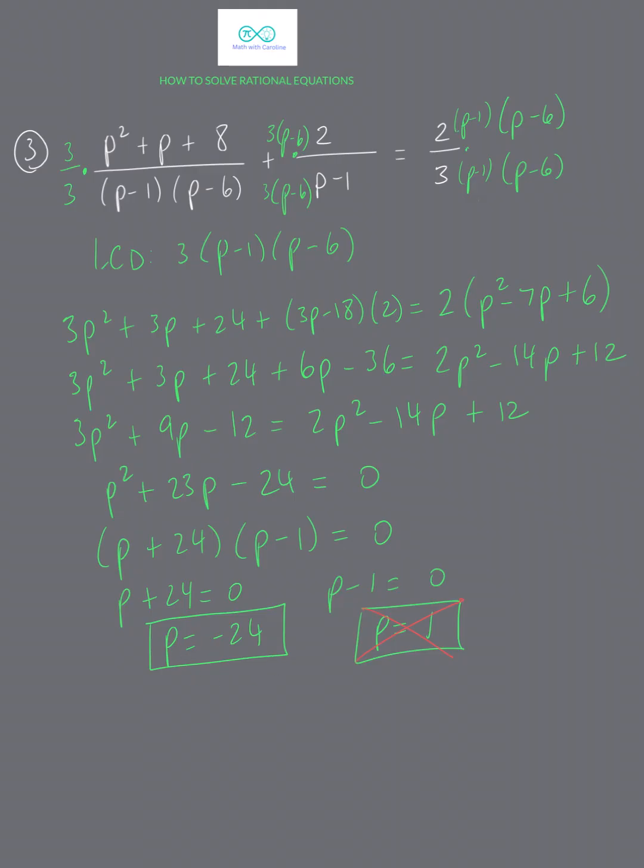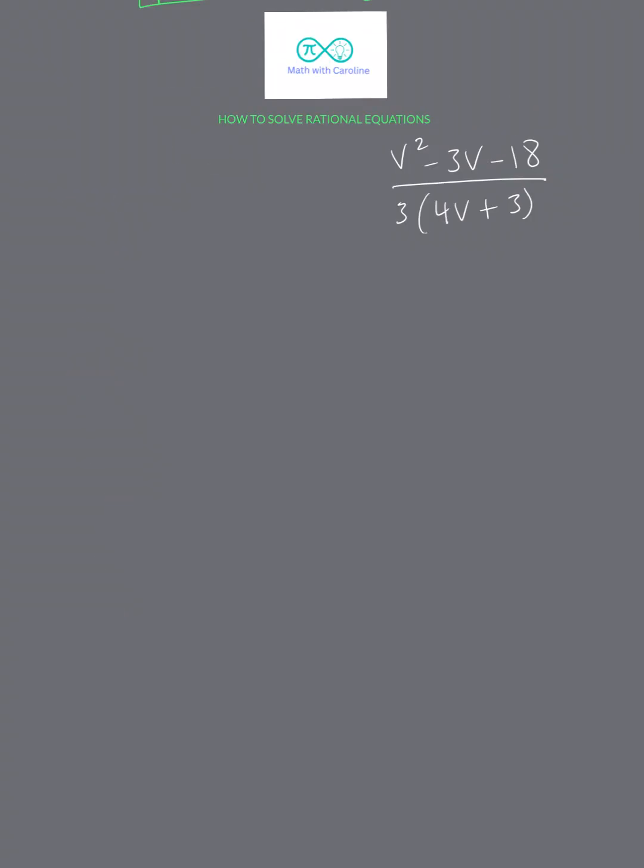Let's do one more example. In this example, we can see that our least common denominator will be 3 times 4v plus 3. So we need to multiply this fraction by 4v plus 3, and this fraction by 3.